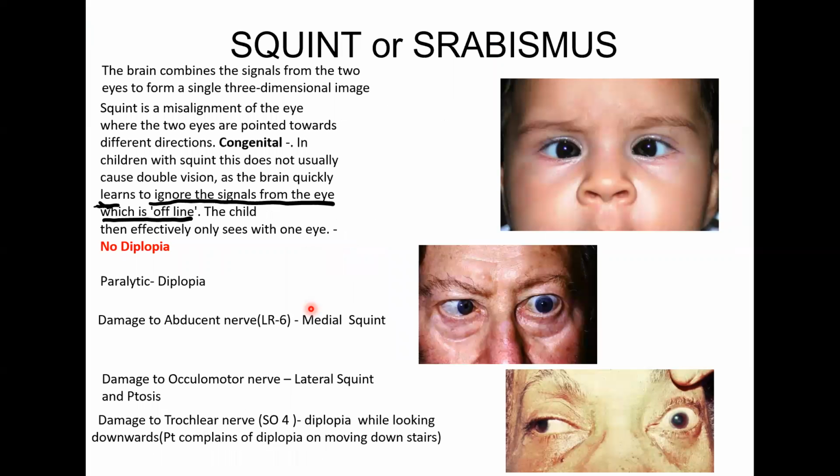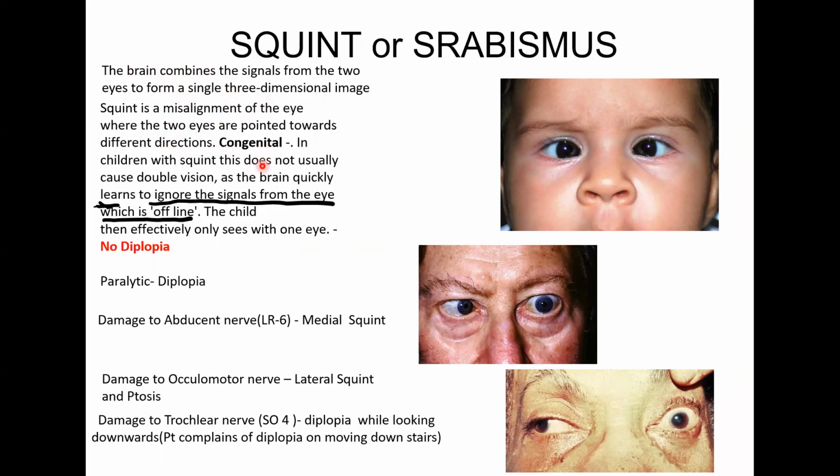Other conditions which can be associated with movements are squint or strabismus. As we know, we have a binocular single image formed by the brain. The brain combines the signals from the two eyes and forms a single three-dimensional image. In cases of squint, the two eyes are pointing in different directions, so it is not possible to form a single image, and the patient can have diplopia. Causes of squint can be either congenital or acquired.